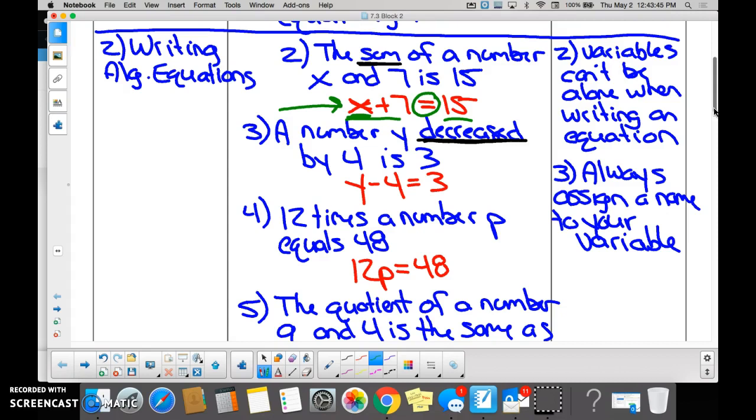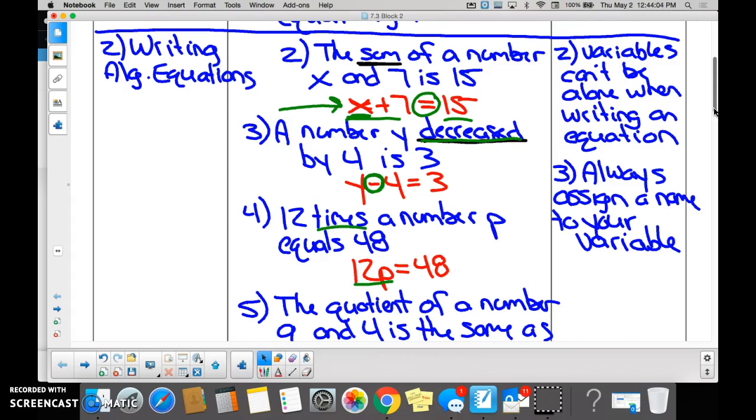Okay, number 3. A number y decreased by 4 is 3. How do we know we're subtracting? What is the key to tell us we're subtracting in this problem? Decrease. So there are key words always, right? How about number 4? 12 times a number p equals 48. How do I know I'm multiplying 12 and p? Because it literally says times, which means multiplication, right?